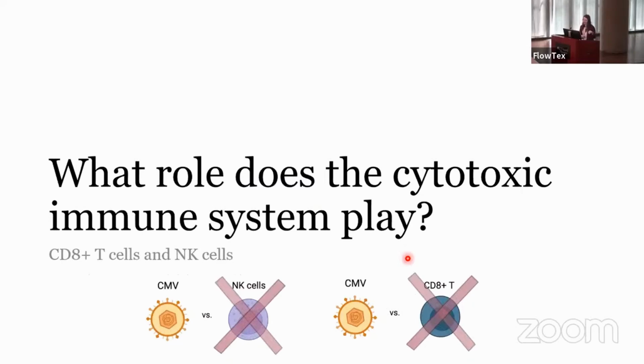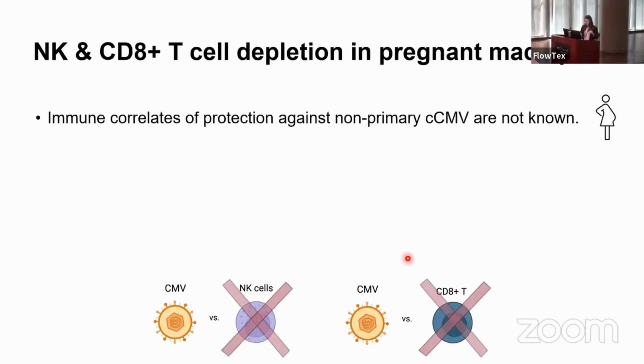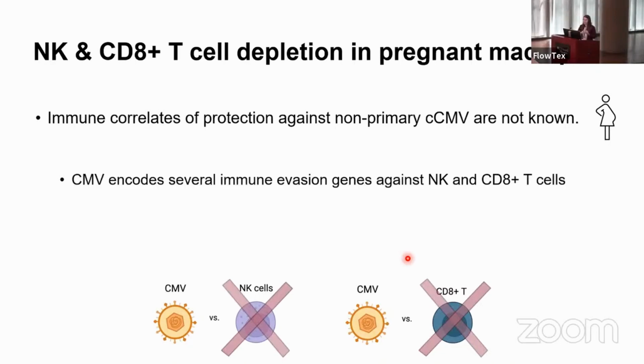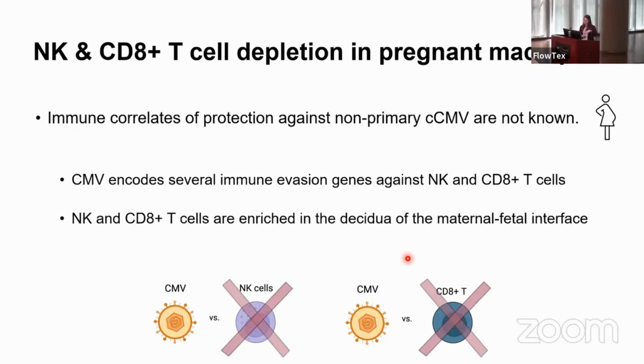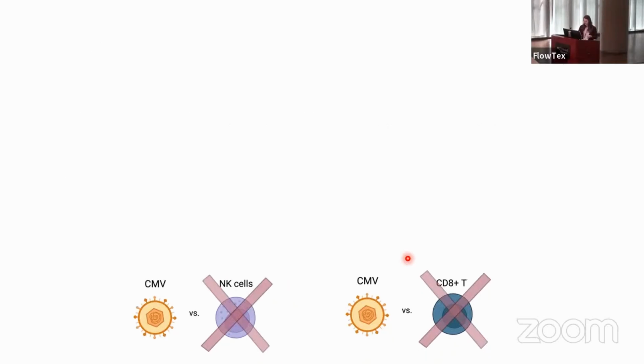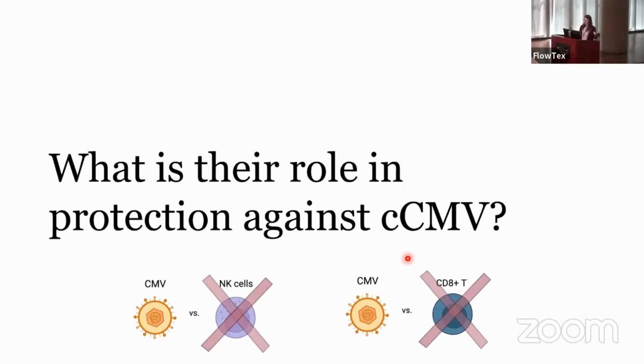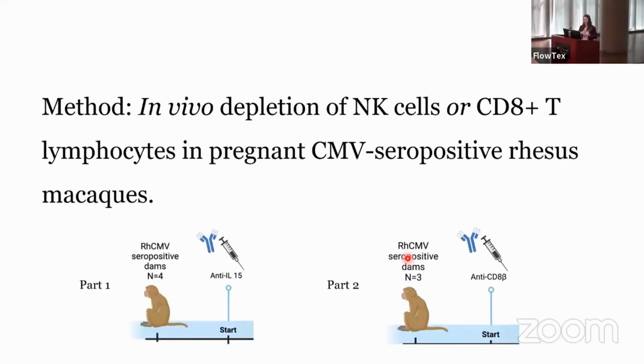What role does the cytotoxic immune system play? I'll reiterate, we don't have immune correlates of protection for this disease. But we do know that CMV encodes several immune evasion genes for NK and CD8 T cell responses, and those same cells are enriched at the maternal-fetal interface. So what is their role in protection? Are they required for protecting the fetus against congenital CMV? To address this, we have done in vivo depletions of NK and CD8 T cells in pregnant seropositive rhesus macaques.